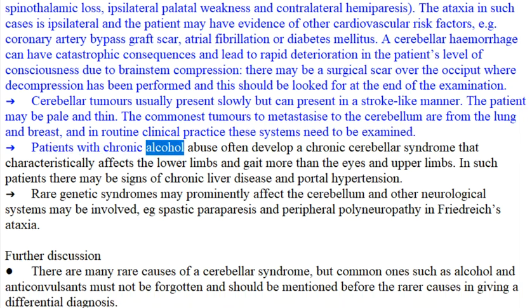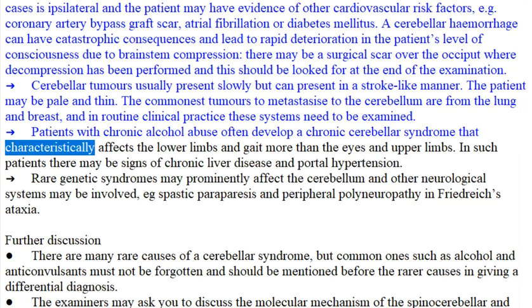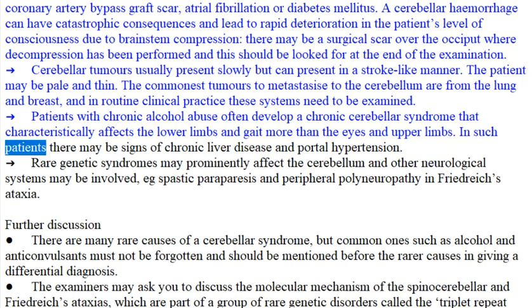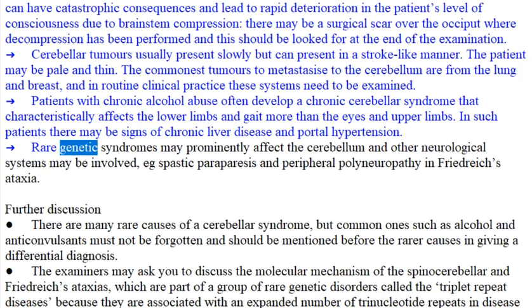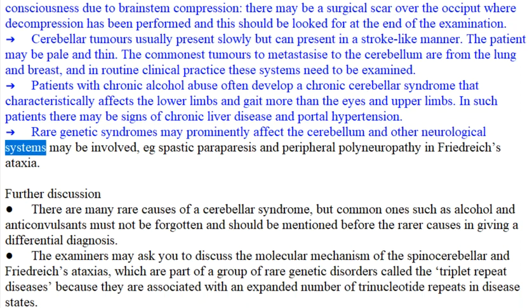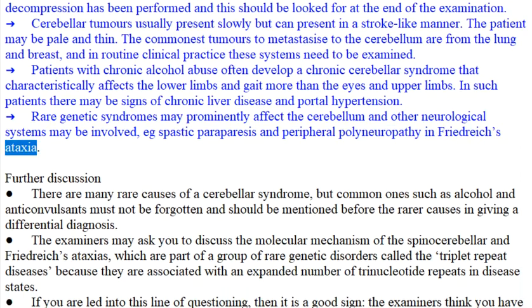Patients with chronic alcohol abuse often develop a chronic cerebellar syndrome that characteristically affects the lower limbs and gait more than the eyes and upper limbs. In such patients there may be signs of chronic liver disease and portal hypertension. Rare genetic syndromes may prominently affect the cerebellum and other neurological systems may be involved, e.g. spastic paraparesis and peripheral polyneuropathy in Friedreich's ataxia.